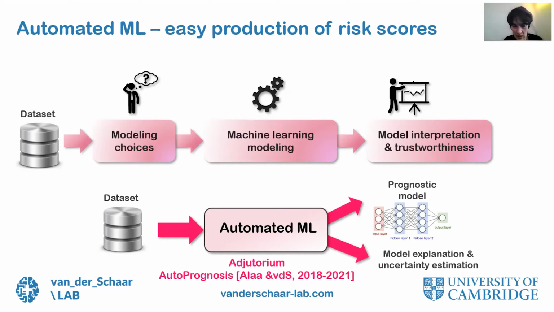We have developed, for instance, a method that we call AutoPrognosis a few years back, which we have developed over time. And now we have a tool called Ajutorium that encompasses this research over quite a few years, together with collaborators from medicine. And what we can do then is we can give data sets, at times complex data sets, as well as modeling choices that are built together with clinicians. And then machine learning models through this automated machine learning framework can, at the push of a button, create risk scores for anything that the clinician may want, together with calibration, interpretation, and trustworthiness uncertainty estimates.